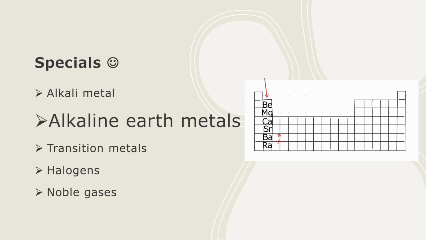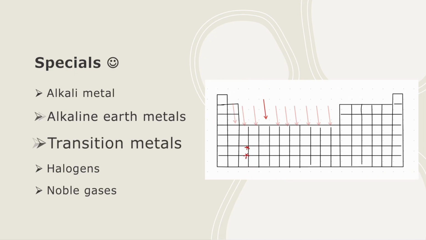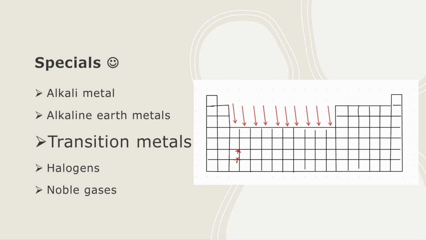Now moving on to transition metals, which are the elements found in groups 3 to 12 of the periodic table. They are known for their variable oxidation states, metallic properties, and ability to form colored compounds. Now let's talk about their properties. They have high melting and boiling points. They are good conductors of heat and electricity.